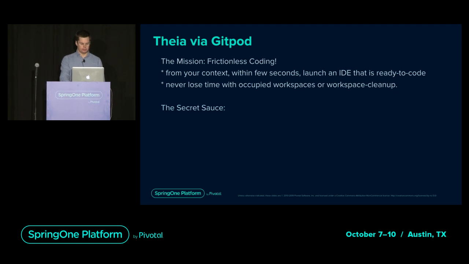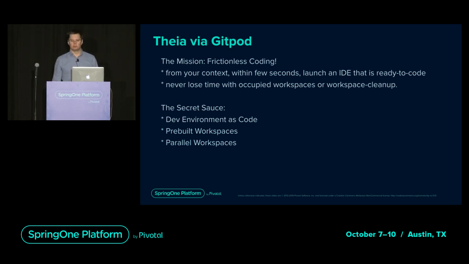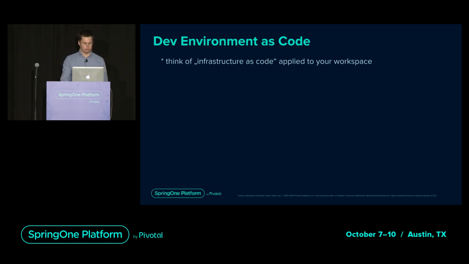To address those things, Gitpod uses some secret sauce. One is dev environment as code, prebuilt workspaces, and parallel workspaces, the possibility to run multiple workspaces at the same time. I will go a little bit into details about this one. Who has heard of dev environment as code?